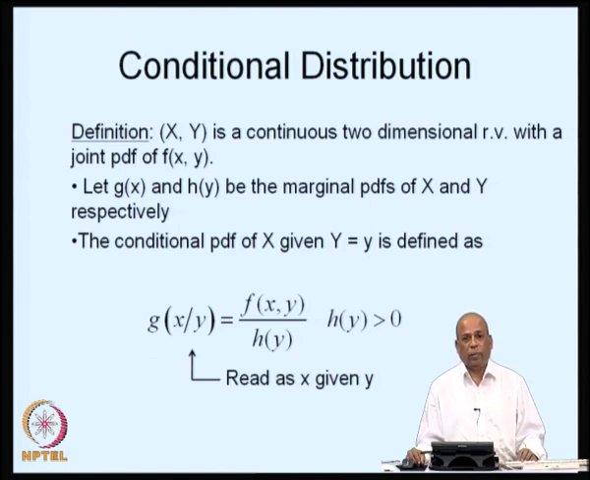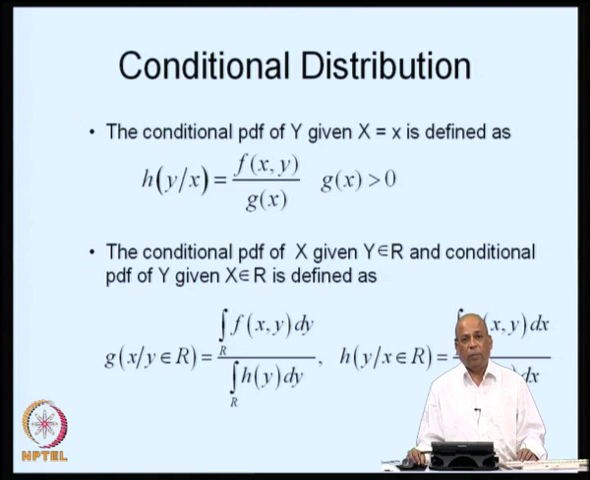So, in the case of continuous two dimensional random variables with a joint PDF of f of x comma y, we have the marginal densities, marginal PDFs g of x and h of y. Then the conditional PDF of x given y is equal to y is defined as g of x given y, that line there is read as x given y, is equal to f of x comma y, that is the joint density function, divided by the marginal density of y, h of y. This is defined for strictly positive values of h of y. So, this is the definition, that is the density of x given y is equal to y is f of x y by h of y for h of y strictly positive.